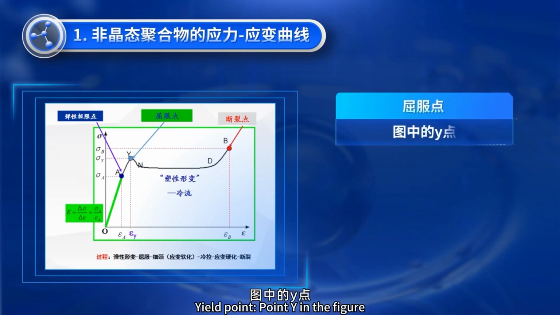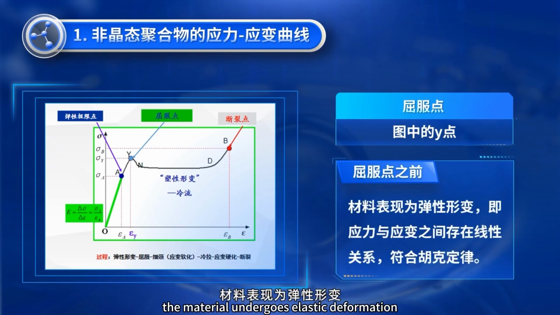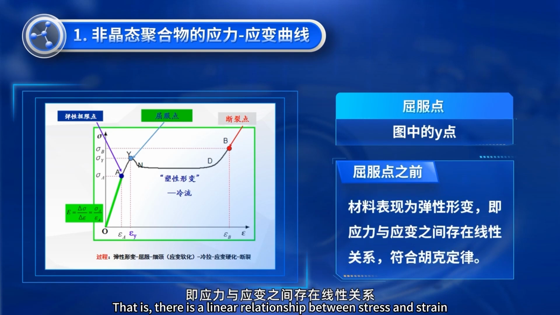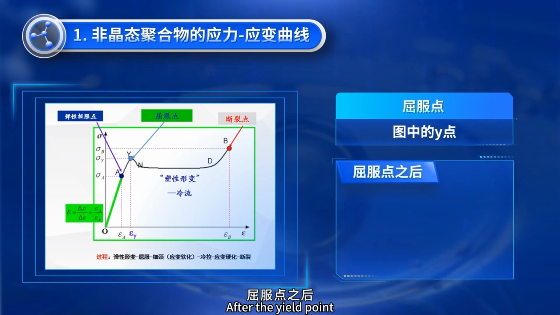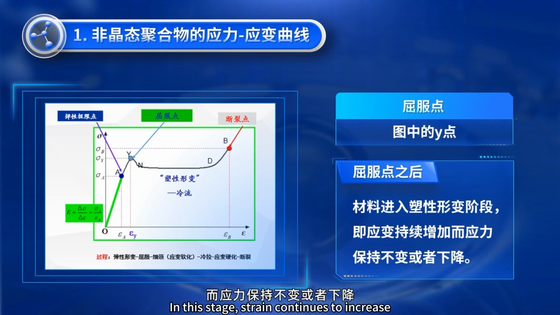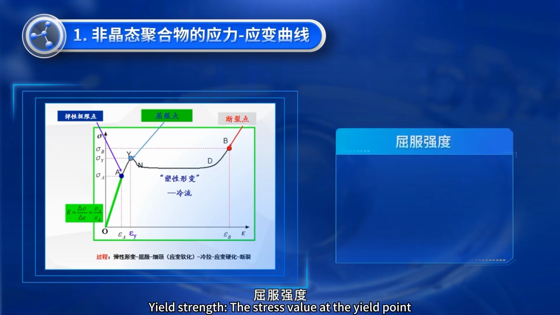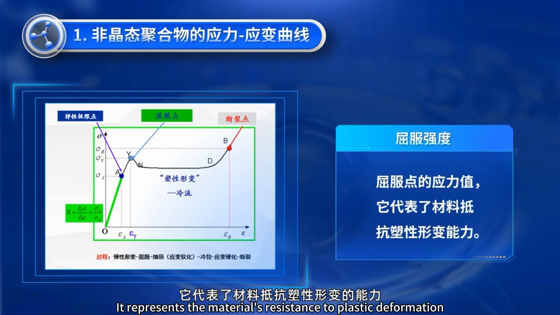Yield point Y in the figure. Before this point, the material undergoes elastic deformation. That is, there is a linear relationship between stress and strain. This follows Hooke's law. After the yield point, the material enters the stage of plastic deformation. In this stage, strain continues to increase, while stress remains constant or decreases. Yield strength, the stress value at the yield point. It represents the material's resistance to plastic deformation.